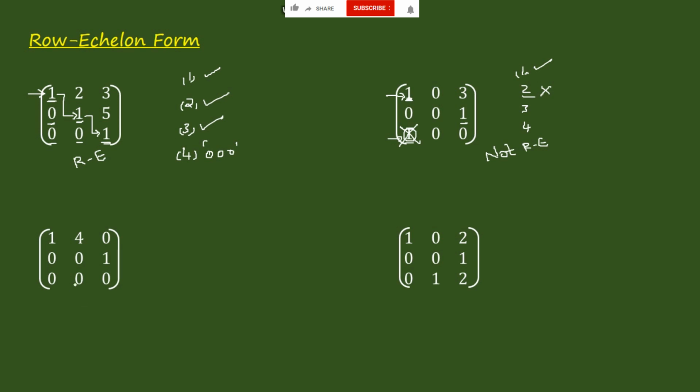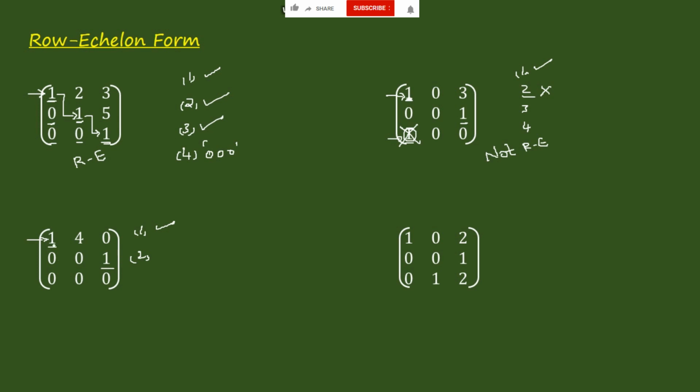Coming to the next one. If you consider this one, the first condition is that the leading entry of a row should be 1. It is satisfied. This also got satisfied. It's fine. Come to the second one.